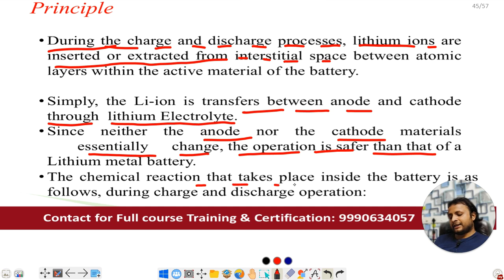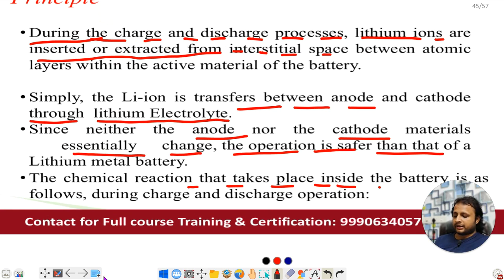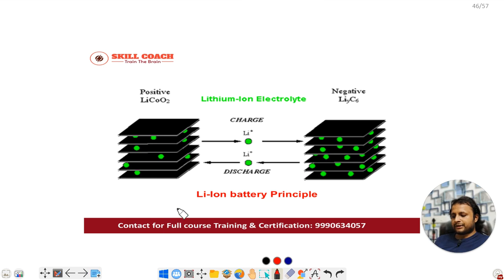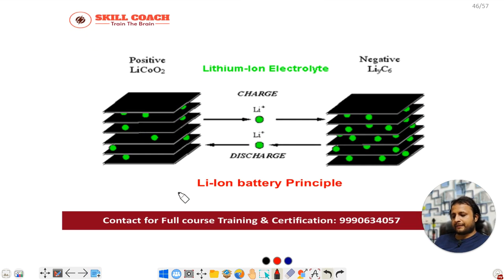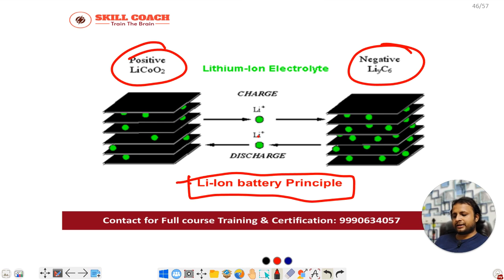And the chemical reaction that takes place inside the battery during the charge and discharge operation works on the reversibility of the reactions. So we have the discharge, lithium and lithium ions, the negative electrode, and this is the positive LiCoO2 lithium ion electrode. This is a very simple structure you can understand. So the ions move between the plates.